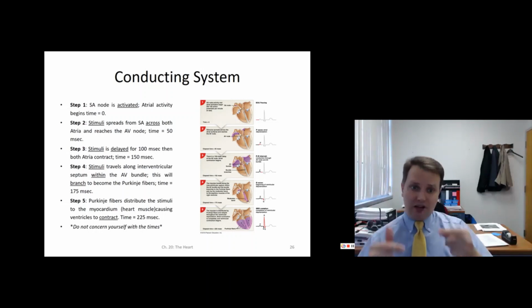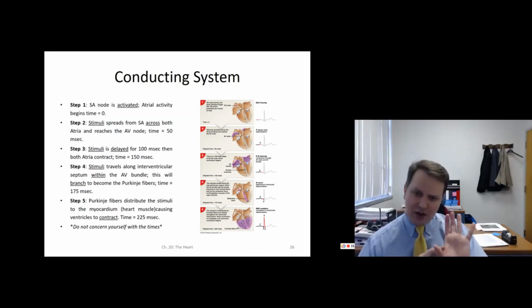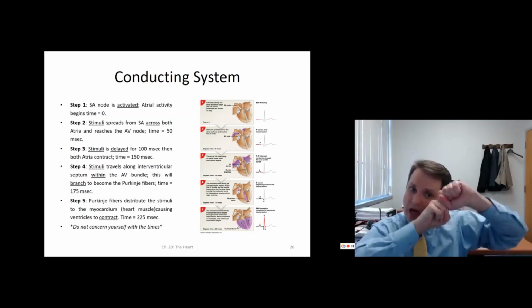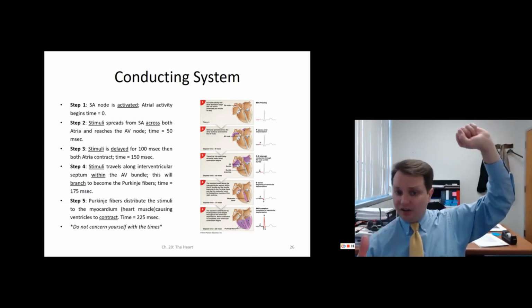So what's going to happen is once it gets to the AV node, it's delayed about 100 milliseconds. So there's like a 100 millisecond delay there. It holds on to it, won't let it go, and then after that, it lets it go. That's going to allow the atria to contract. That's now been 150 milliseconds.